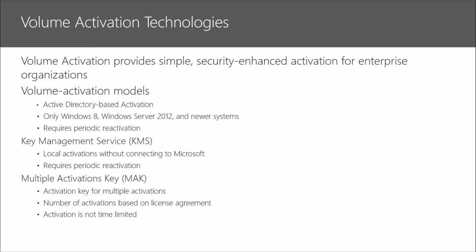And here are some volume activation technologies you can use. There are three basic ways to go. The older ways, let's start at the bottom here. The bottom one is MAK, Multiple Activation Key. This is a way to activate multiple computers using MAK. And once you activate a computer with MAK, you don't have to activate it again. So that's the benefit of MAK. Let's go back up to the second one, though. The second one here is KMS, Key Management Service.